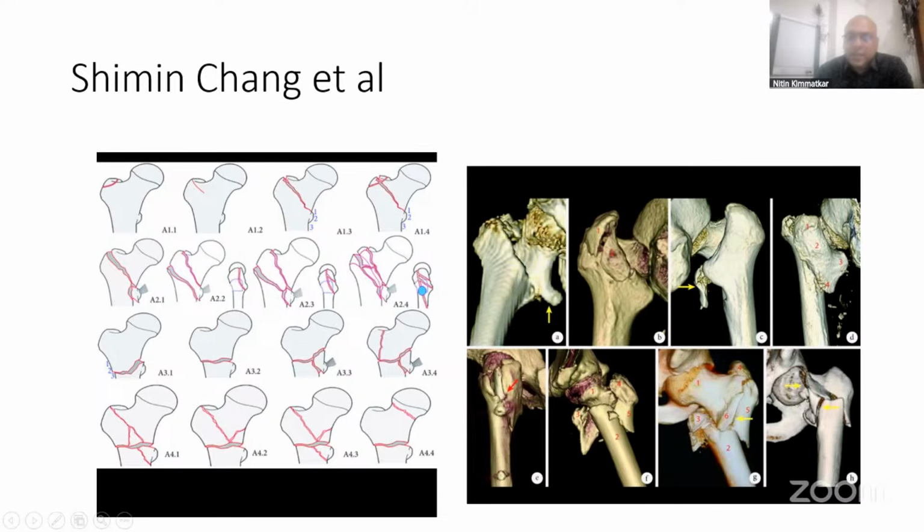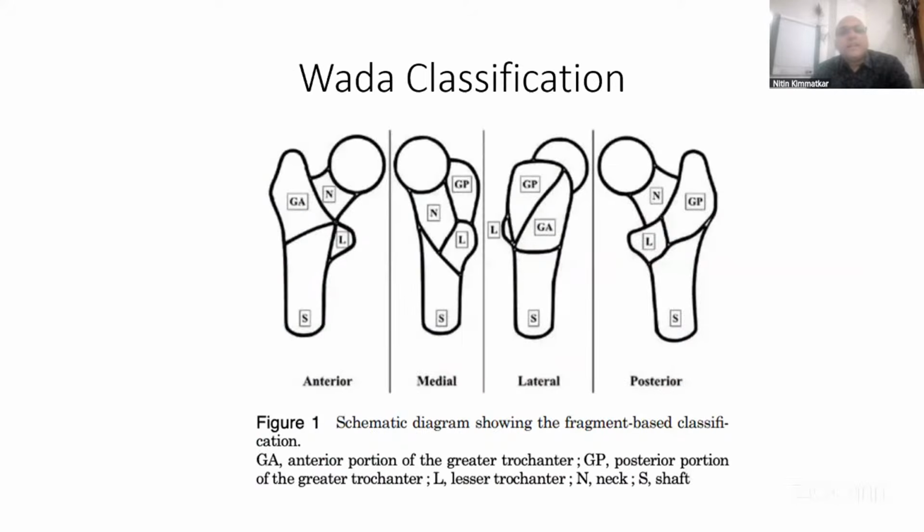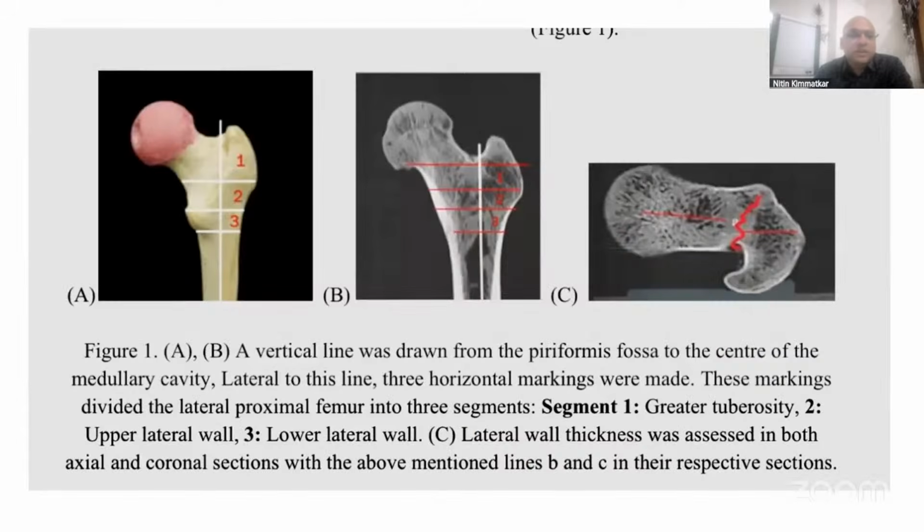They have subdivided this trochanteric comminution into 1, 2, or 3 parts. Shiming Chan has developed this classification. But there are more people also who are addressing this fracture with the help of CT scan and with different methodology. The VADA classification is a favorite. It has divided the greater trochanter into anterior and posterior parts, and the lesser trochanter, then neck, shaft and shaft. Accordingly, through permutations and combinations, he has named the fractures and developed the VADA classification.